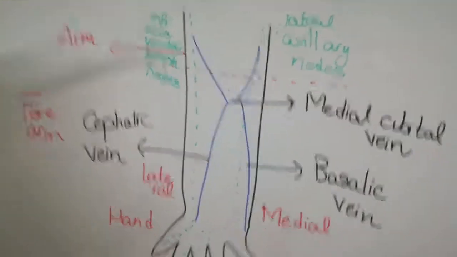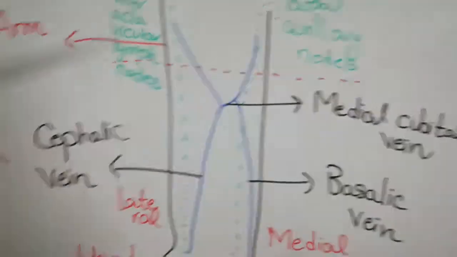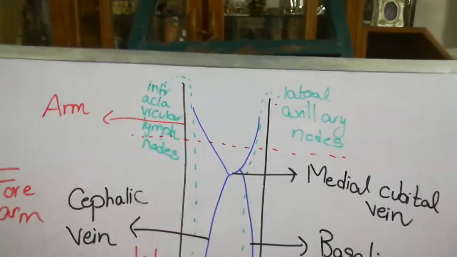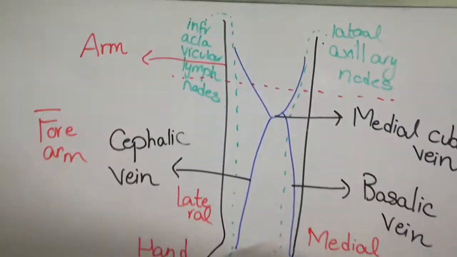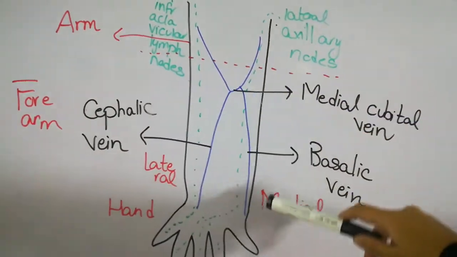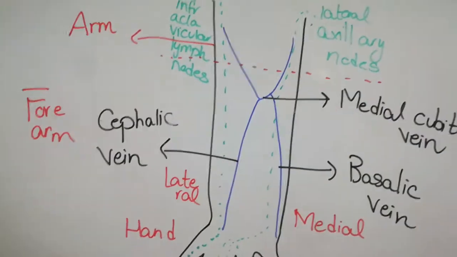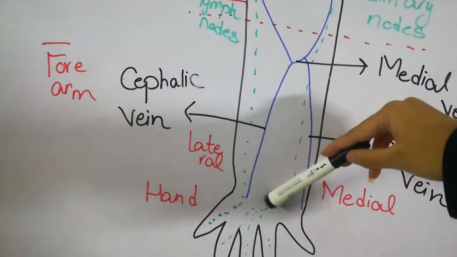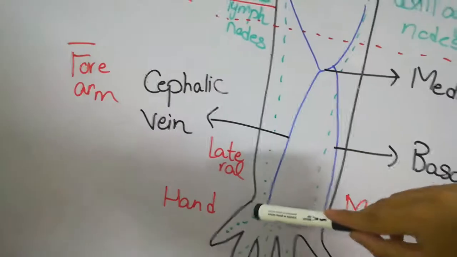Then we're coming to our venous system. These are the veins that have been shown with the blue color marker. These are superficial. You can easily see them under the skin. There are two veins, one on the lateral side known as the cephalic vein, and one on the medial side known as the basilic vein. The cephalic vein, let's study it first. It arises from the dorsal venous arch. The lateral side of the dorsal venous arch in the hand forms the cephalic vein.